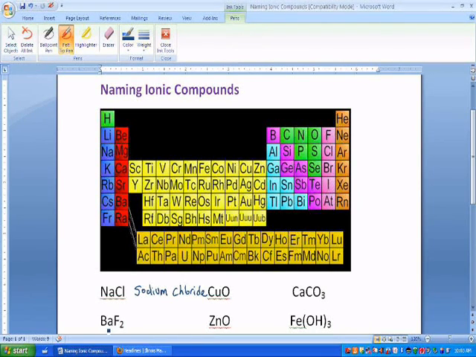Likewise here, barium is the cation, so you name it as the element name, barium, and instead of fluorine, it gets changed to fluoride. The reason why there are two fluorines in this compound is because barium has a charge of +2 and fluorine has a charge of -1, and overall the compound needs to have a charge of 0.